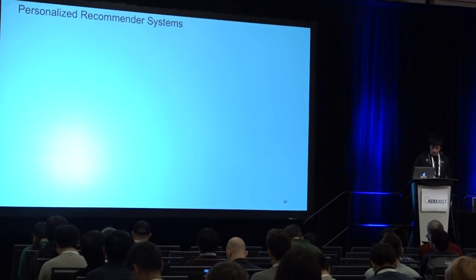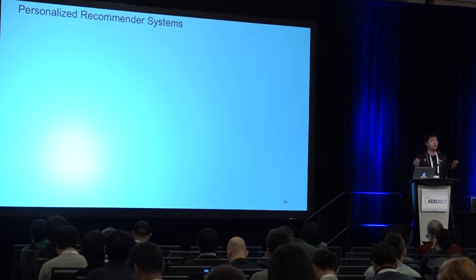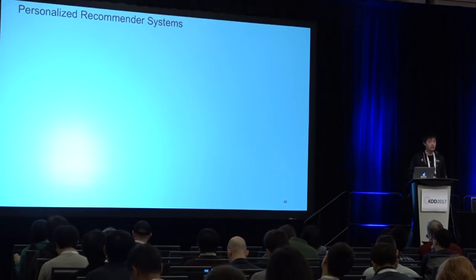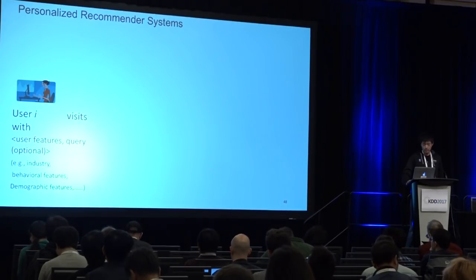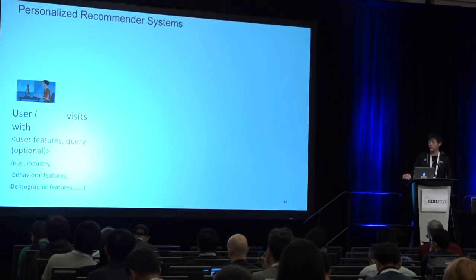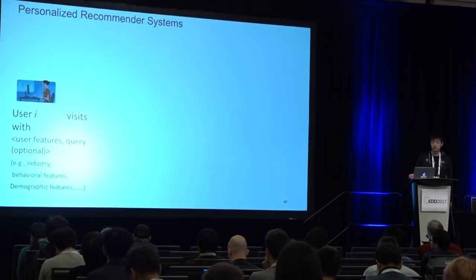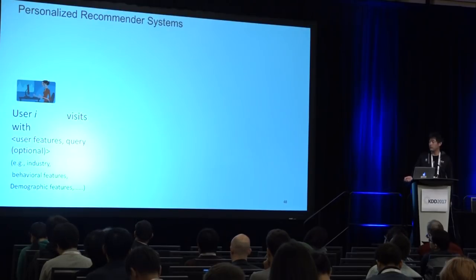Now we have seen three examples. But can we abstract it to a higher, more generic level, and think about what a personalized recommender system is, so we can formulate the problem we want to solve? The idea is that we first have a user, and the user visits the website. What information do we have? First of all, we may have some user features, and user features can be two things, as I said.